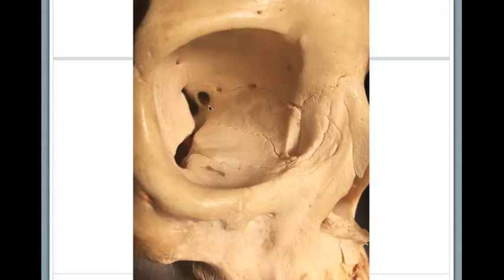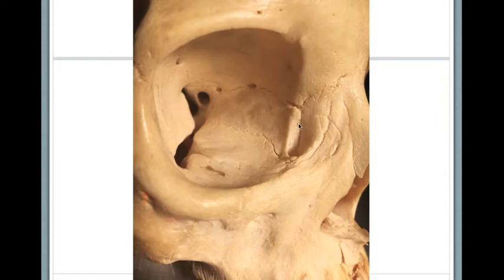If you could see, this is all ethmoid. There's suture lines right here. This portion in the back, that's the lesser wing of the sphenoid. This right here is the lacrimal bone, and right here is the maxillary bone. So if you notice, it makes part of the medial wall and also part of the inferior wall.